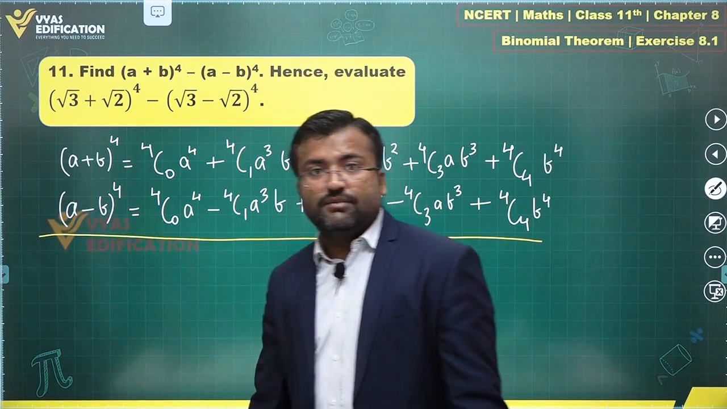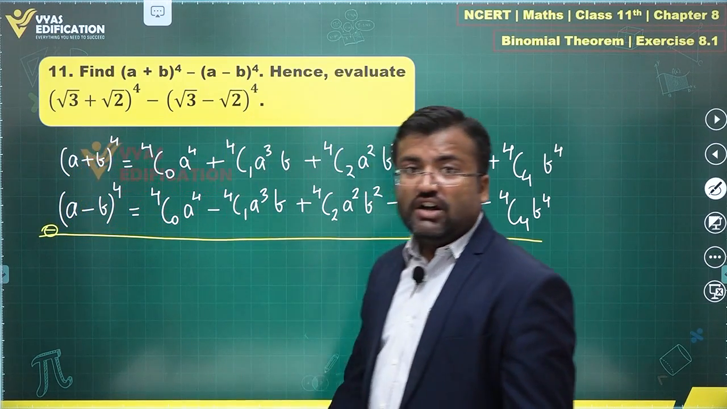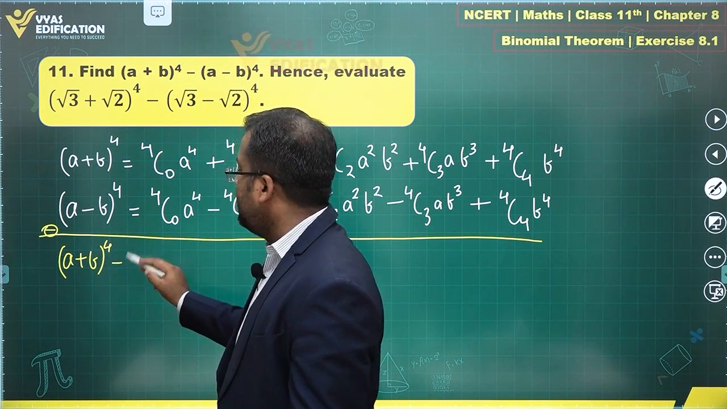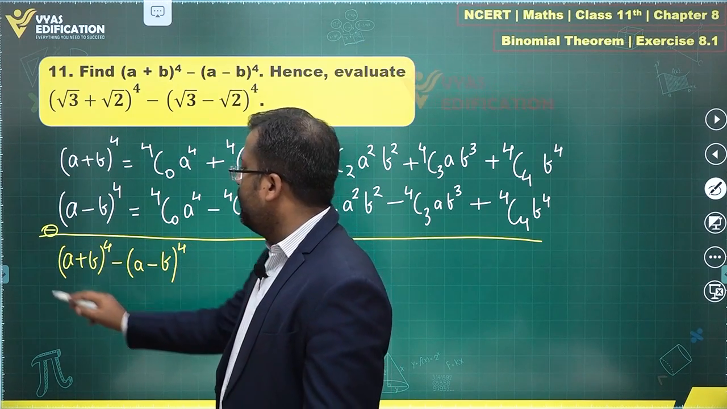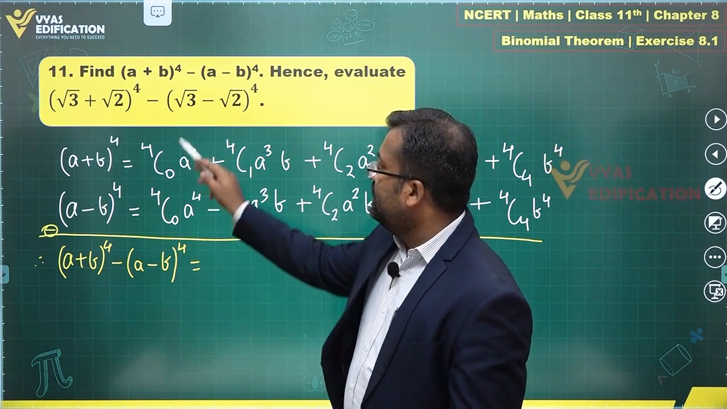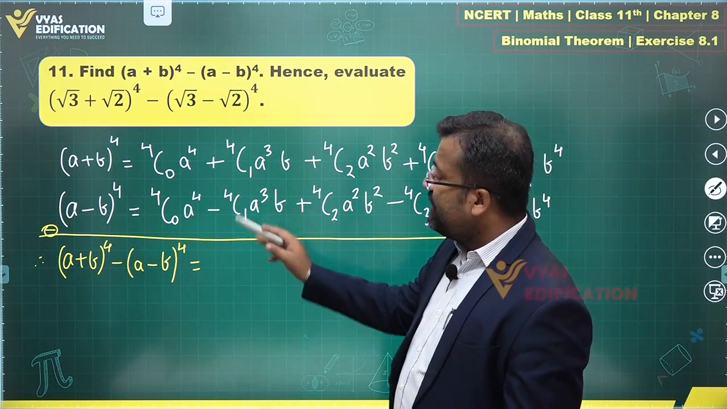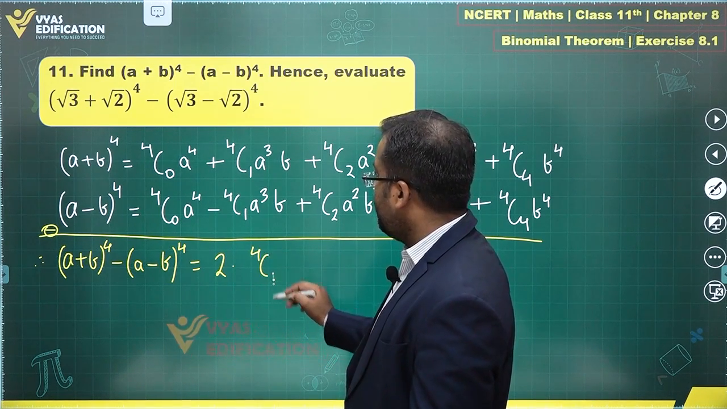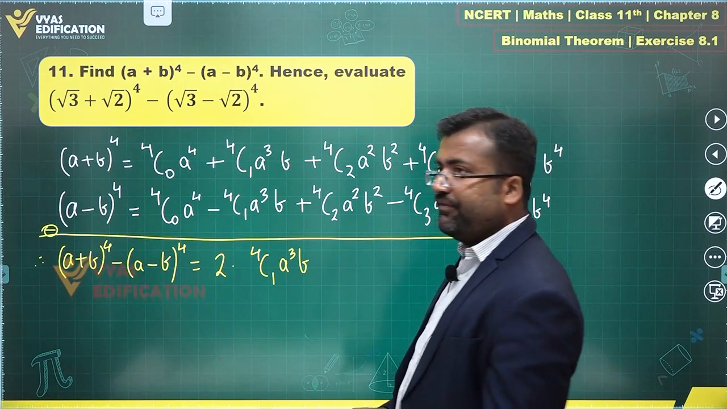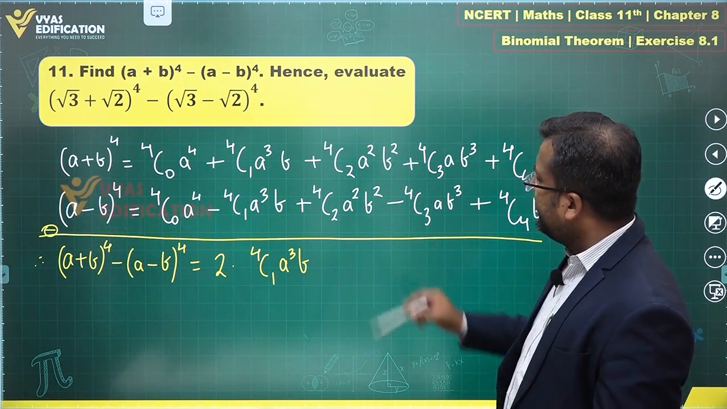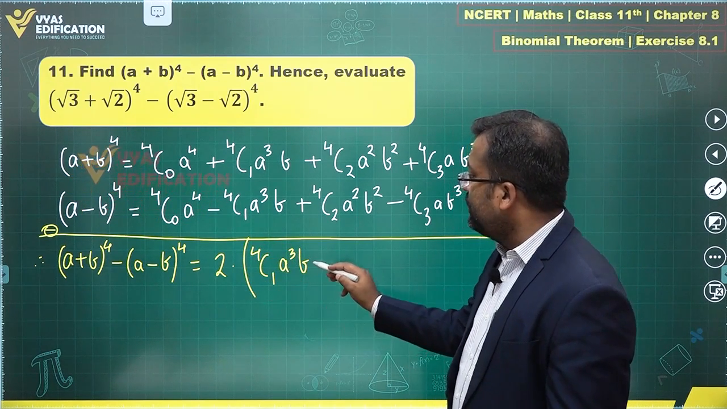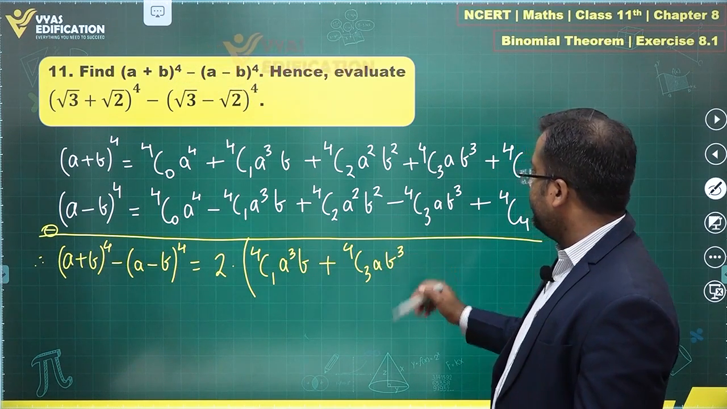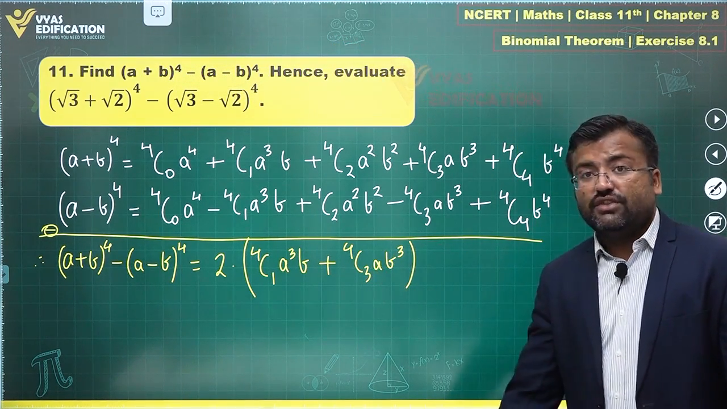That is, we have to subtract these terms. And on subtracting in the LHS, what you get is a plus b whole power 4 minus a minus b whole power 4. Therefore, this is equal to what? These terms get cancelled. 4c1 minus or minus 4c1 will get added. You'll get 2 times 4c1 a power 3b. What else? These two will get cancelled. This will again get added and you'll get plus 2 times 4c3 a b power 3. These will also get cancelled and this is the simplified version of this.